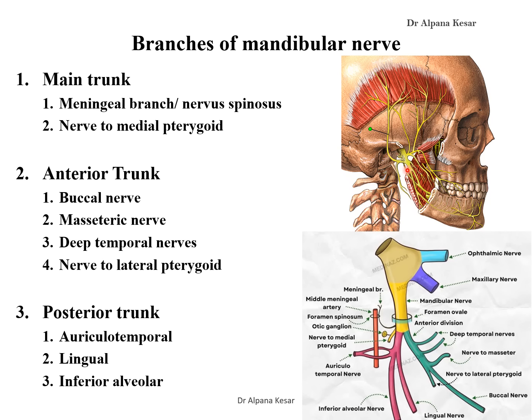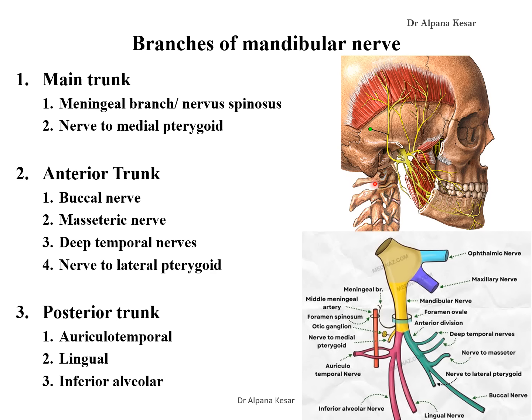Main trunk has a short course and it divides into anterior and posterior trunks, of which anterior trunk gives four branches. There is one sensory and three motor branches in the anterior trunk. The sensory branch is buccal nerve, while the rest of the three, that is the masseteric, deep temporal, and nerve to lateral pterygoid are all motor.